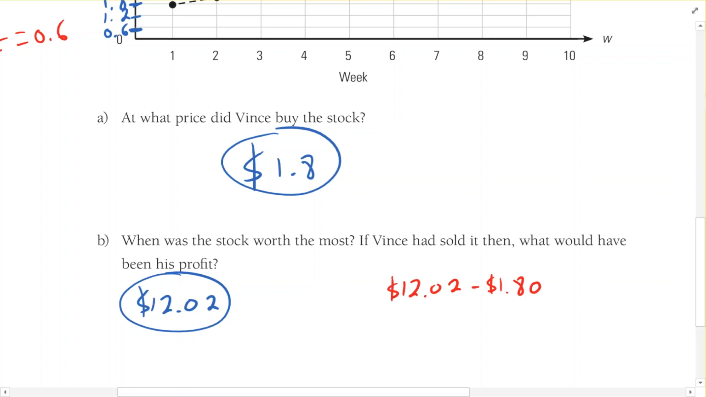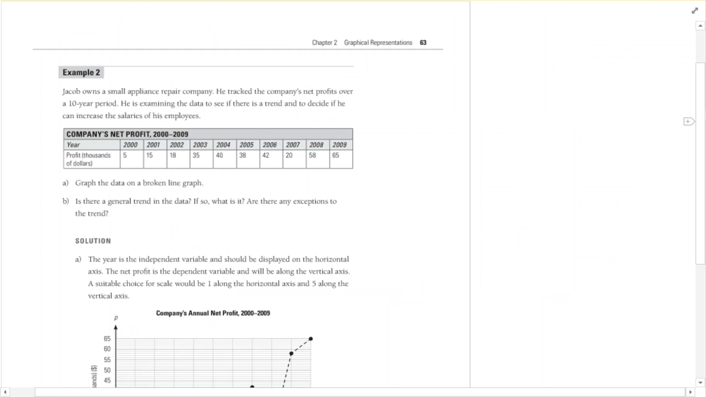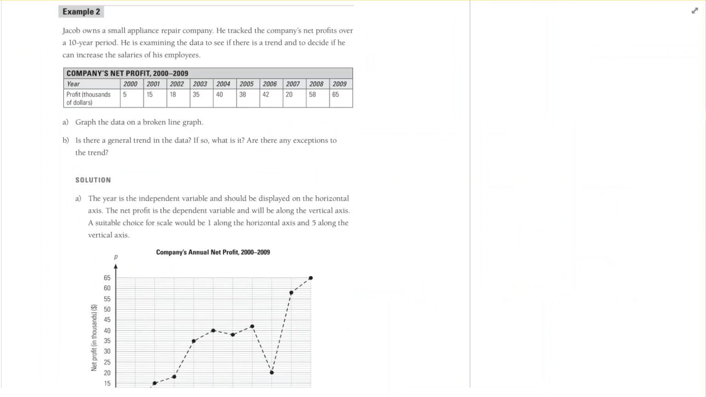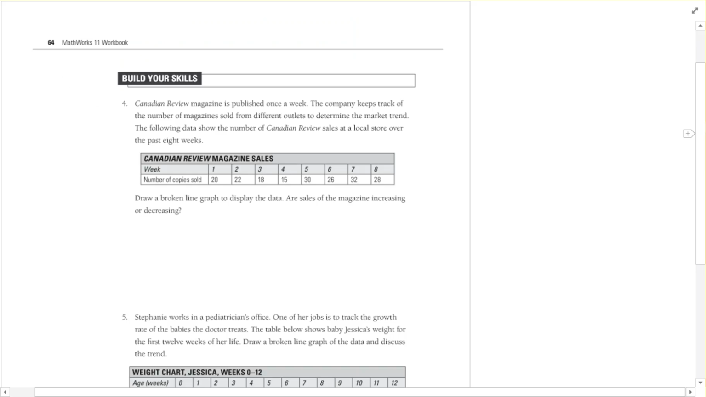So 12.02 minus 1.80. His profit would have been $10.22. Okay, moving on to the next one. Again, I'll let you guys look through these examples. They just kind of show this being done too. But I'm going to skip on to the next one just for the sake of time more than anything.